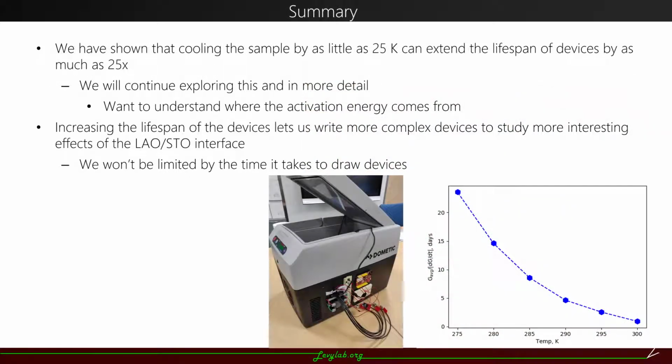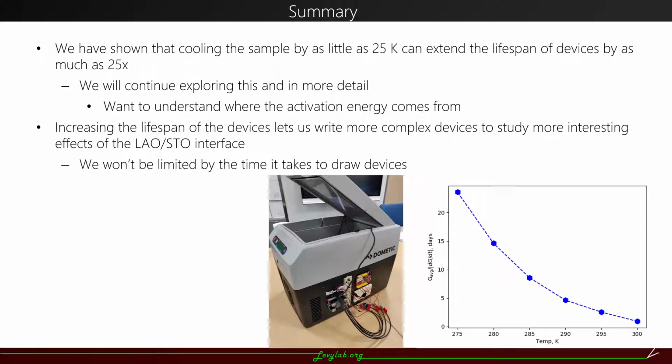So in summary, we have seen that cooling the sample by as little as 25 Kelvin extends the lifespan of the devices by as much as 25 times. We want to explore this more and understand it further. We want to understand where this activation energy comes from, how it impacts the decay, and how the temperature and the writing process are intimately linked.